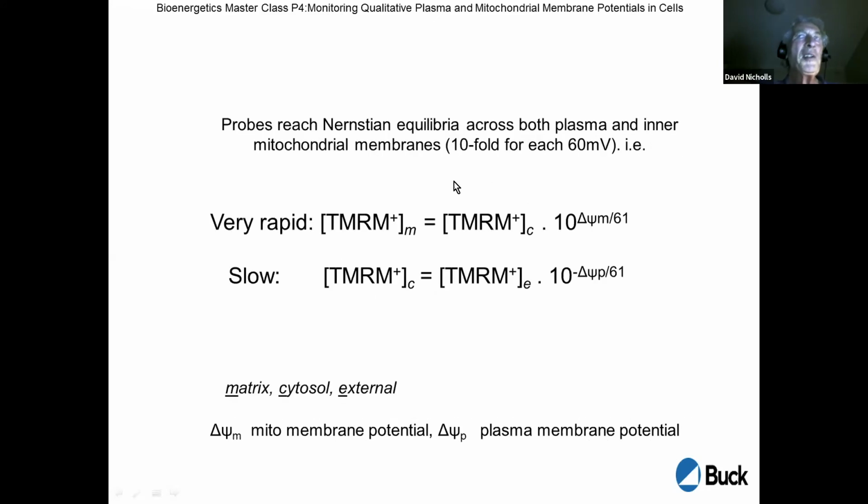So the Nernst equation, basically, as I say, I'm very sloppy about whether it's 59, 60, 61. I don't think it matters too much. The distribution between the mitochondrial matrix and the cytosol is governed by the mitochondrial membrane potential. It's very rapid. The distribution equilibration between the cytosol and the external medium is governed by the plasma membrane potential, and that is very much slower.